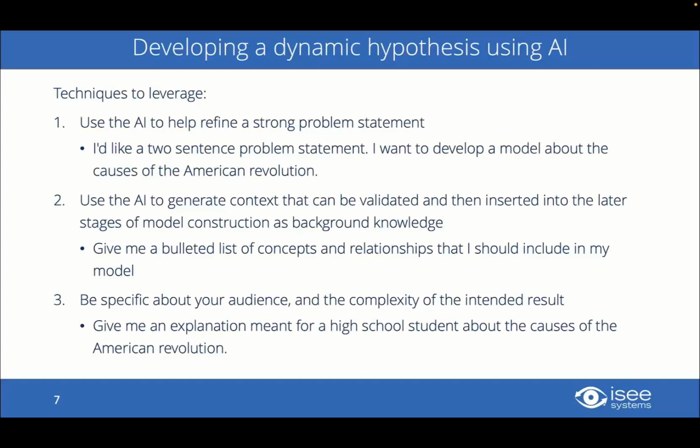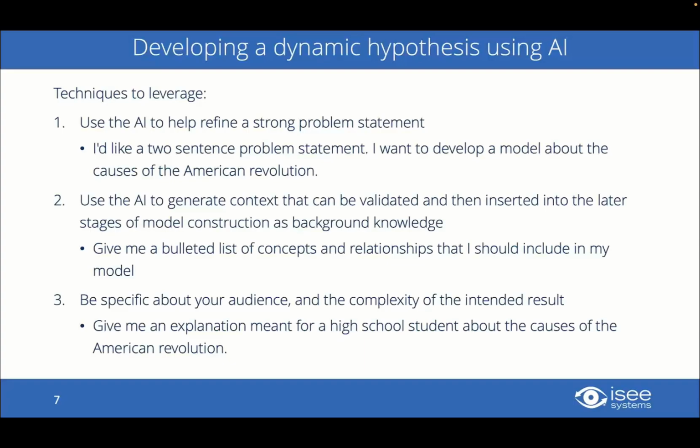And the first technique that we're going to talk about is using the AI to help refine a strong problem statement. So defining your problem and making it very clear is very important when you're building models, both as a human and with the assistance of AI. So for instance, you can give a prompt like, I'd like a 2-sentence problem statement. I want to develop a model about the causes of the American Revolution, for instance. So you'll see there that I was very specific in what I wanted the LLM to do.